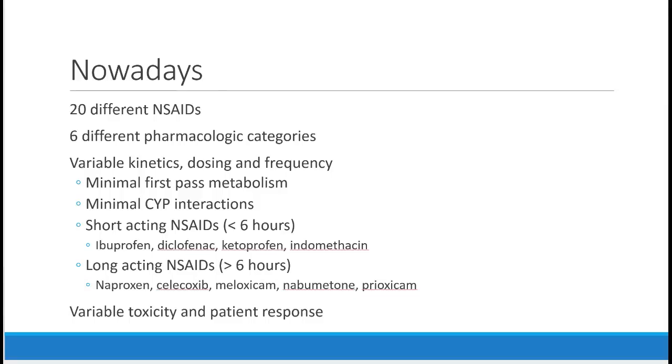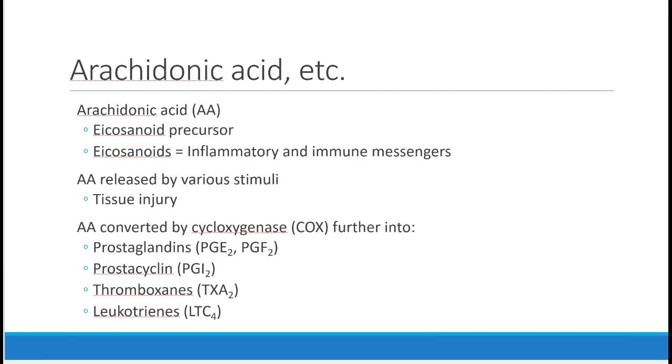There are 20 different NSAIDs on the market. There are some different pharmacologic categories, which don't really make too big of a difference. In fact, the mechanism of action is essentially the same. They just are slightly different as far as their structure goes. The kinetics, dosing, and frequency is really what makes an NSAID different from another NSAID. Some are long-acting, some are short-acting. And then we have different amounts of enzyme inhibition that make up their mechanism of action for different specific subtypes, which we'll talk about in a moment here.